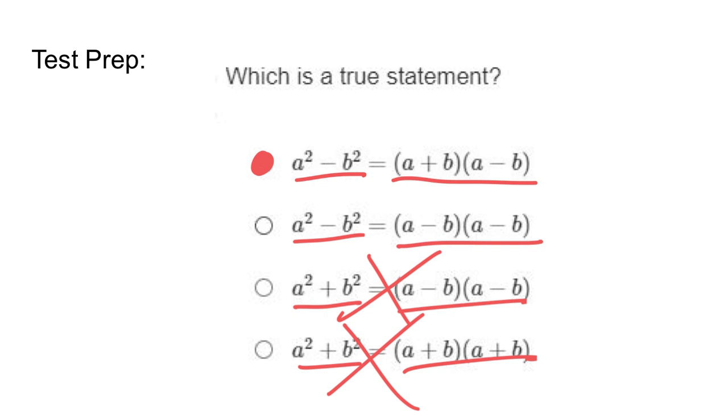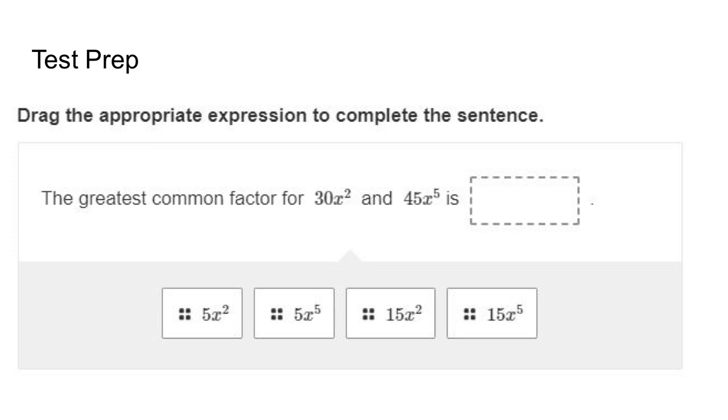And then our last one asked us to find the GCF for 30x squared and 45x to the fifth. And again, we're given some answer choices, so you can check to see if 5 or 15 will fit into 30 and 45. 30 and 45 are both divisible by 15, which means 15 is going to be the greatest common factor because it's bigger than 5.